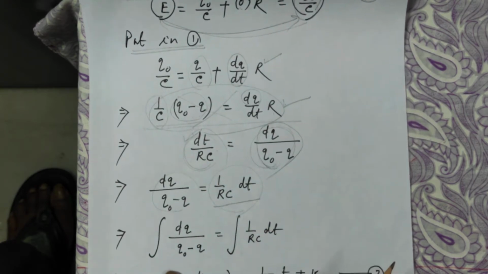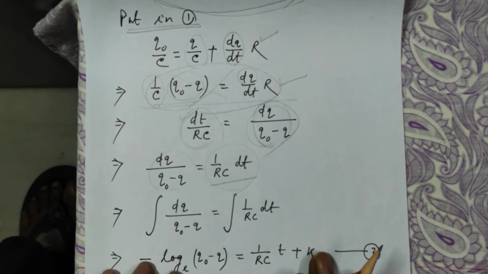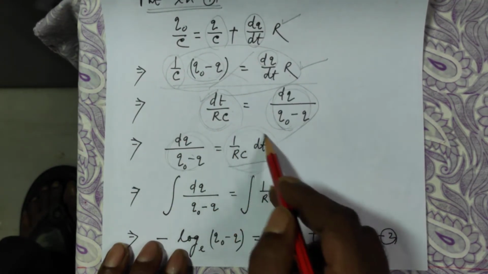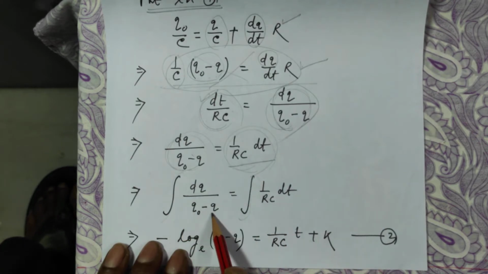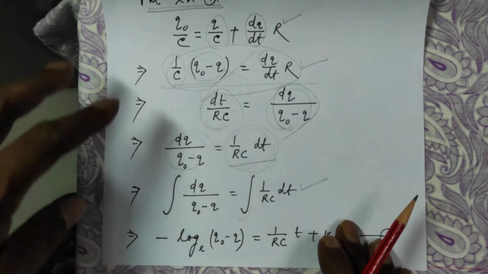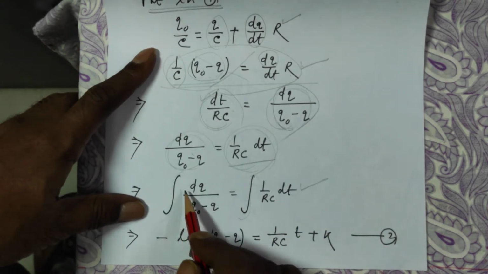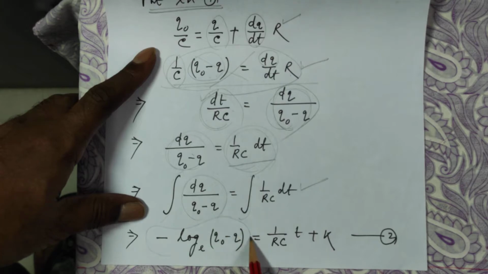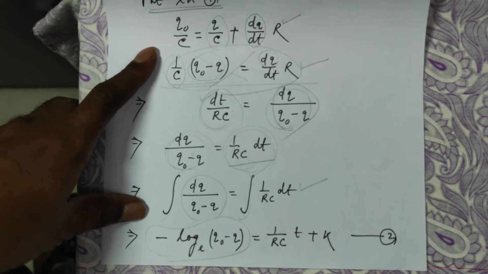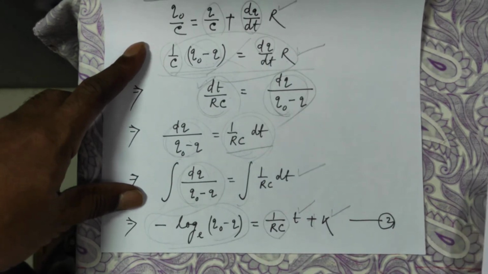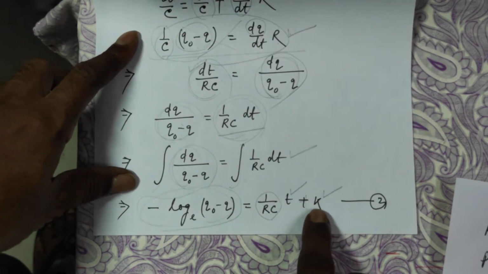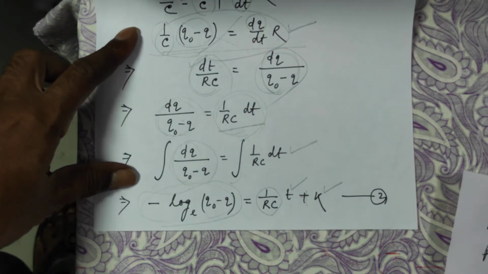Now let us integrate. Integration of this is equal to integration of this: dQ by Q naught minus Q is equal to 1 over RC dt. This integration is this; I will tell you how it is this in a different way. 1 by RC is a constant, taken out. Integration of dt is t plus some constant of integration. How this integration is this, I will tell you in the last page of this lesson, but let us proceed further. Now, how do we find the value of k so that we can put it here?